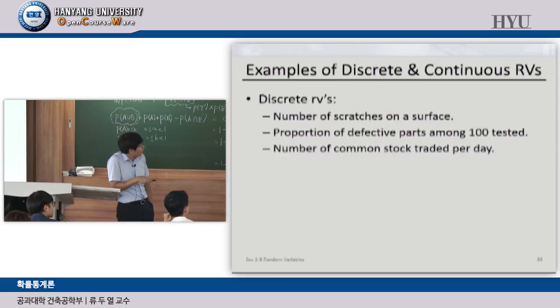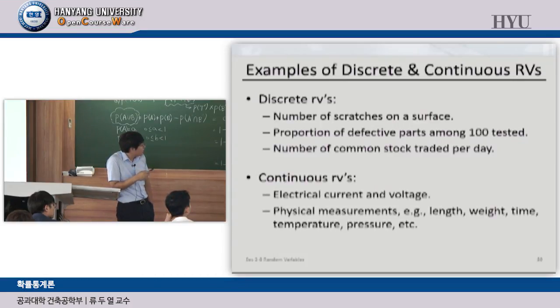And there is also the number of common stocks traded per day, because we can count the number of common stocks traded per day. So as you can see here, we can count the number of values of the random variable in the case of a discrete random variable. And there is also the continuous random variable.